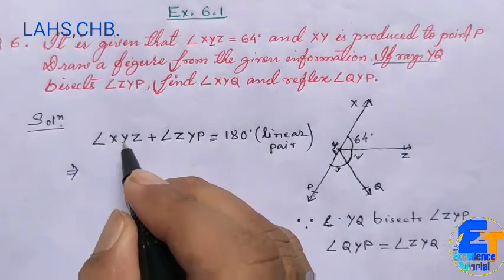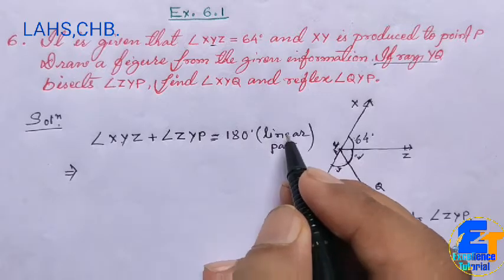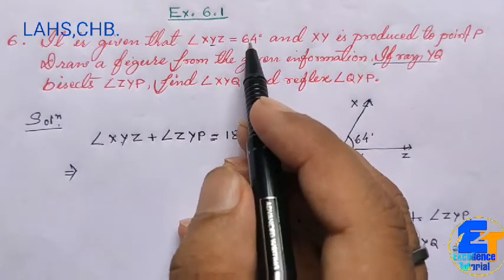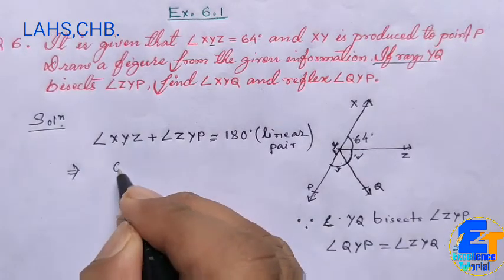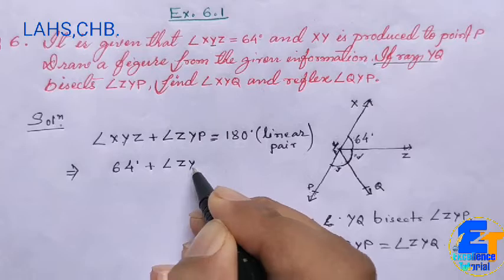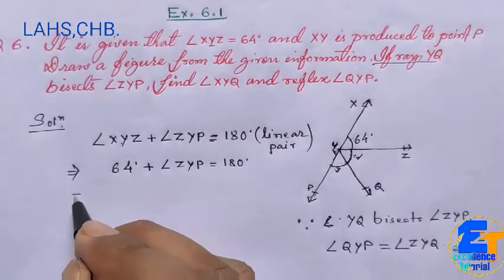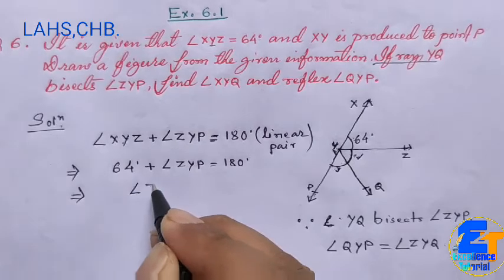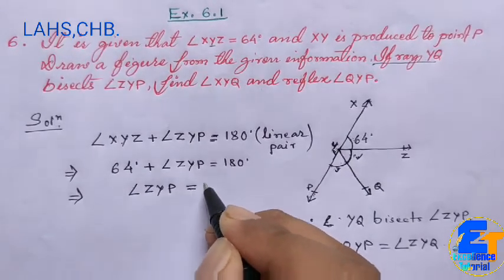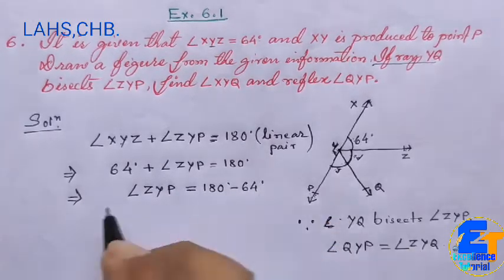Okay, come to the solution part. The sum of these two angles is 180 degrees, linear pair. Since XYZ, its measurement, is given in the question as 64 degrees, in this place we write 64 degrees plus angle ZYP equals 180 degrees. Now transfer this 64 degrees to the other side. ZYP angle we keep here on the left-hand side. So 180 degrees minus 64 degrees.